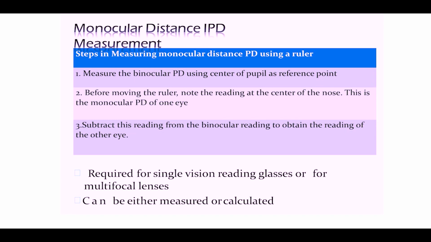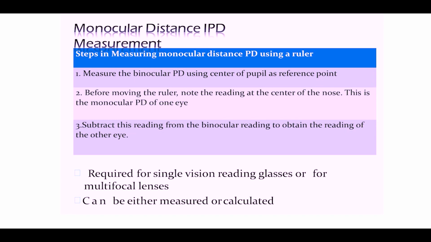So if it is 64, for example, binocular PD, which you have already taken before, now you want to measure the monocular. So what you do is mark the exact center on the nose. From there, 0 at the right eye pupil. If it gives you, for example, 33 millimeter, 64 minus 33 is going to be 31.